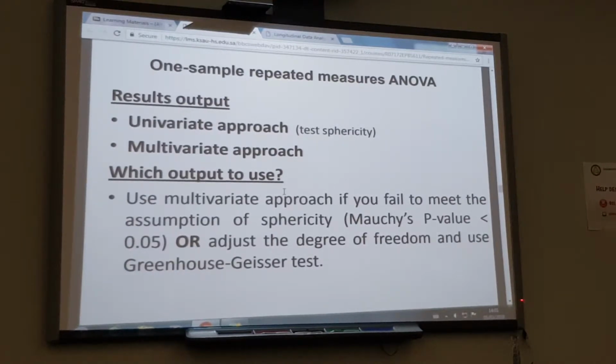Now let's do this again. You're gonna get 2 outputs, one univariate, one multivariate. So you're going to focus first on the univariate, because the univariate reports the test of sphericity. If it's violated, then you have two options. Either to report the multivariate, which is the second output, or to report the p-value for Greenhouse-Geisser.